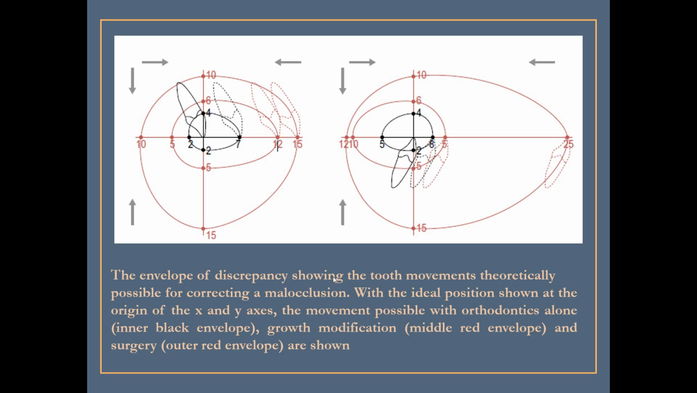The envelope of discrepancy showing the tooth movements theoretically possible for correcting a malocclusion, with the ideal position shown at the origin of the X and Y axis. The movement possible with orthodontics alone, inner black envelope, gross modification, middle red envelope, and surgery, outer red envelope, are shown here in the picture.